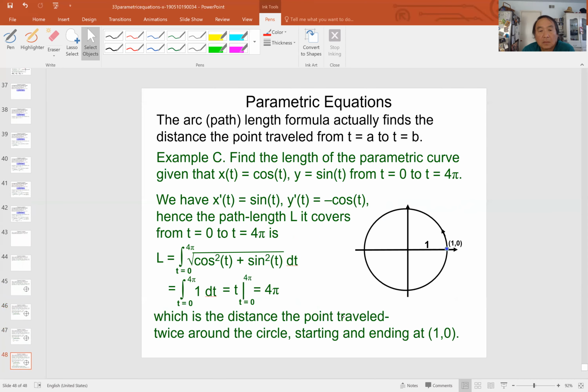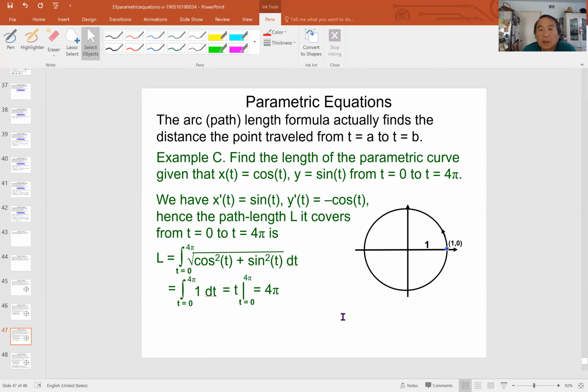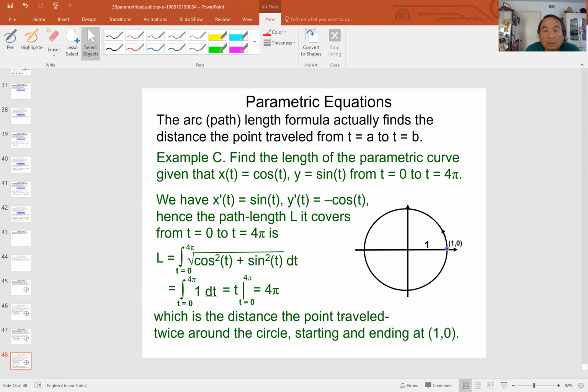So this is the same. This can confirm that if I plug in for the case of the circle, I'm going to get these nice easy equations, and 4 pi, which is going around twice.